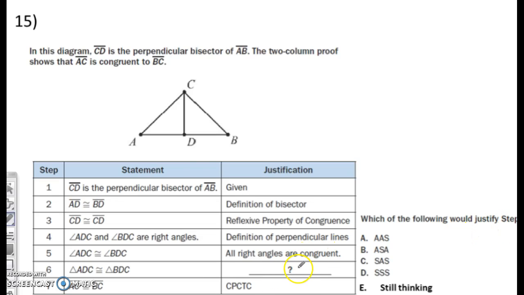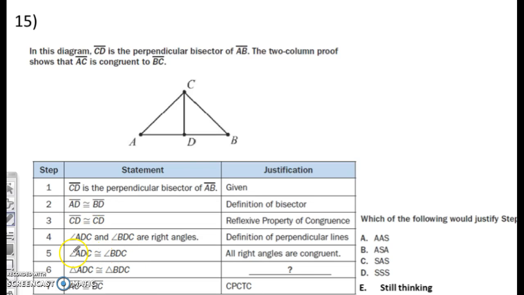All right, so we're trying to fill in this statement of the proof. Whenever we have an empty spot in the proof, we need to go back and look at what has happened above it. So I'm going to go back to each of the steps beforehand, and I'm going to mark them on my picture.